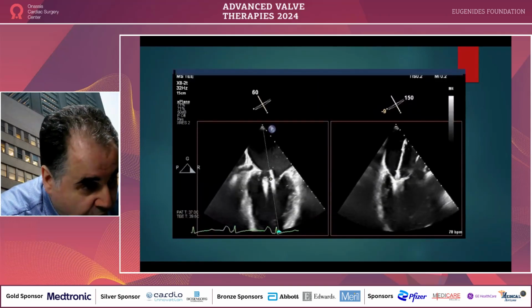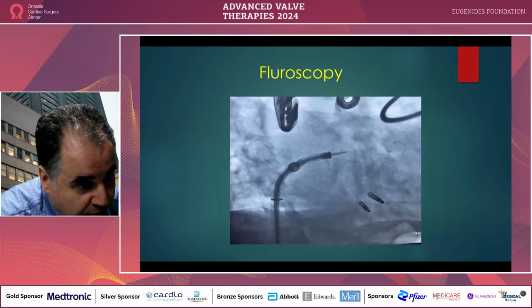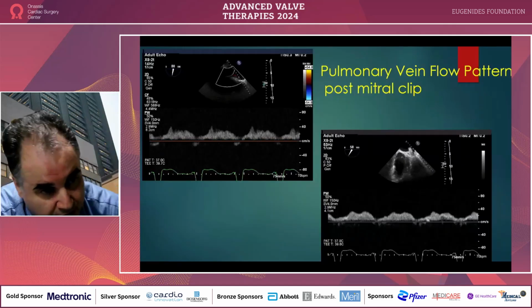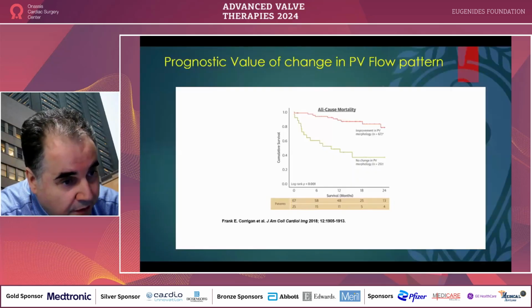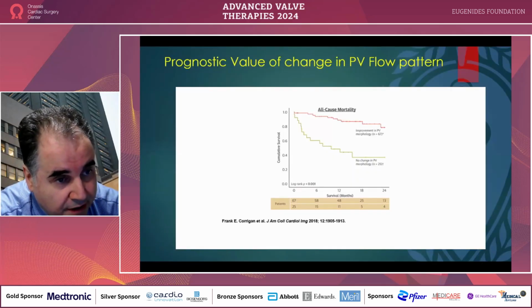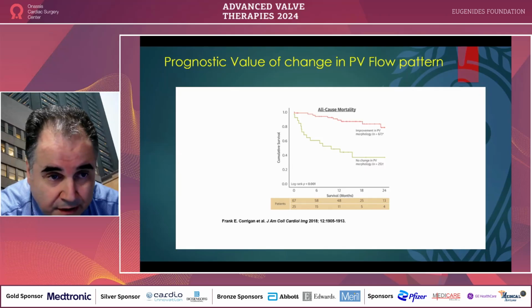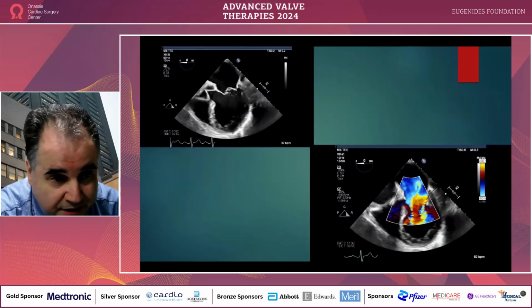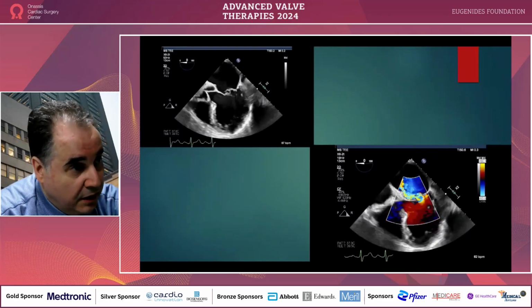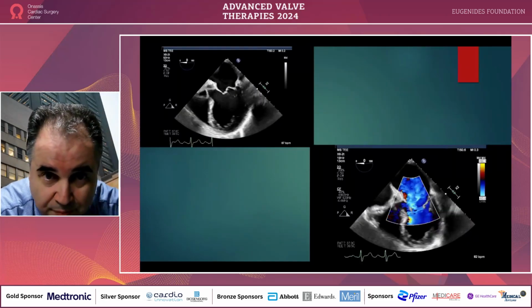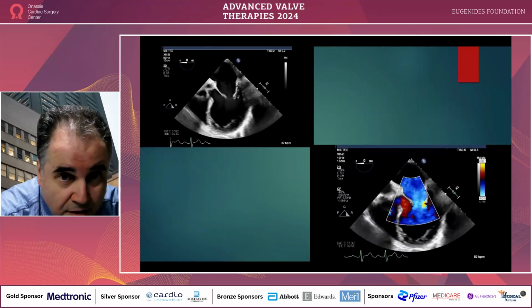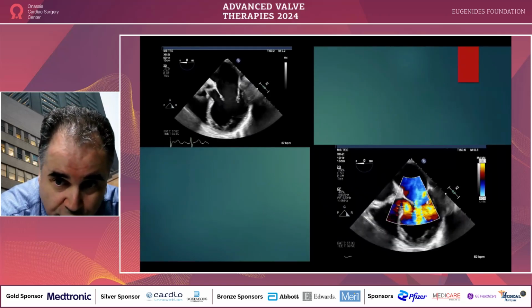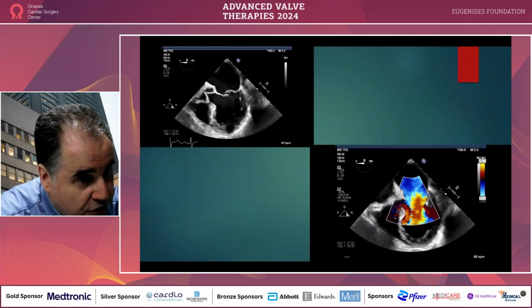So this is before deployment, 2 clips in this case, improvement of the pulmonary vein flow, which, as I told you, has prognostic information, and you also get some objective evidence. If you see the flow better, then you know that you really did something good for the patient. This is another case with flail posterior leaflet, severe mitral regurgitation.